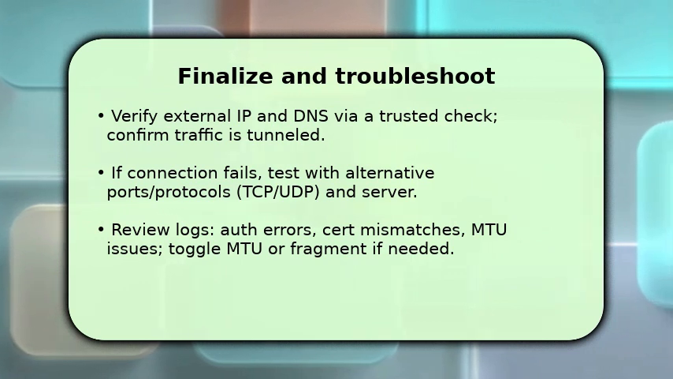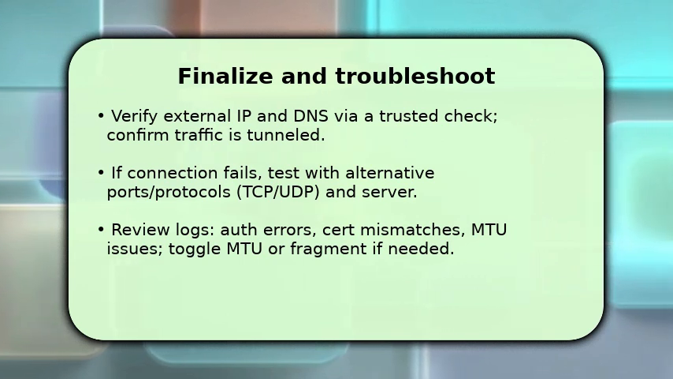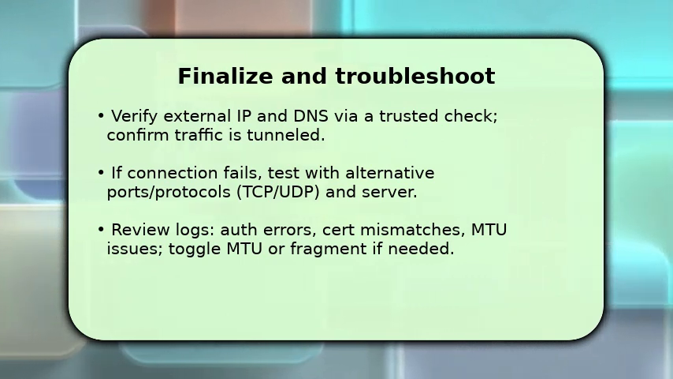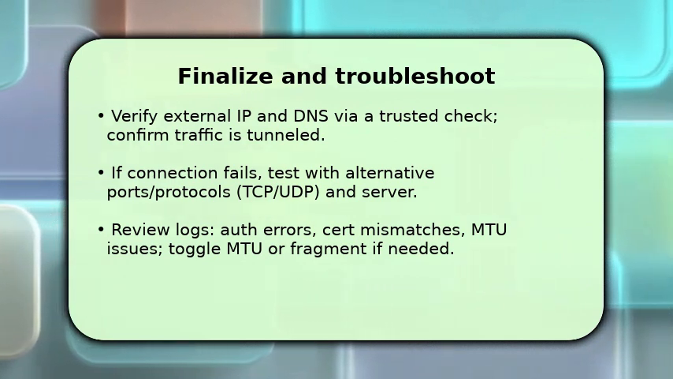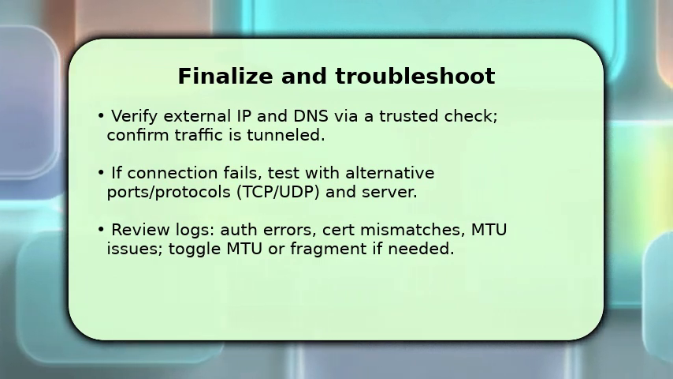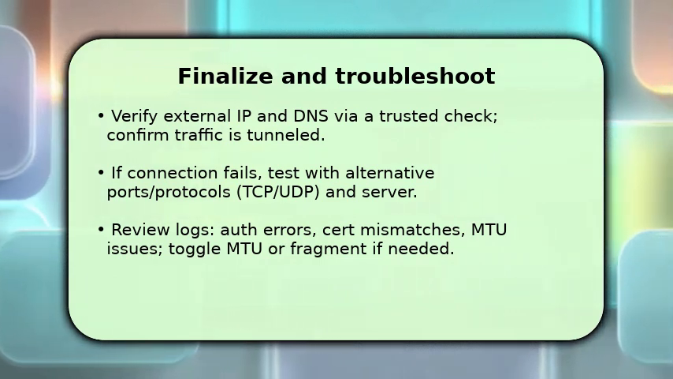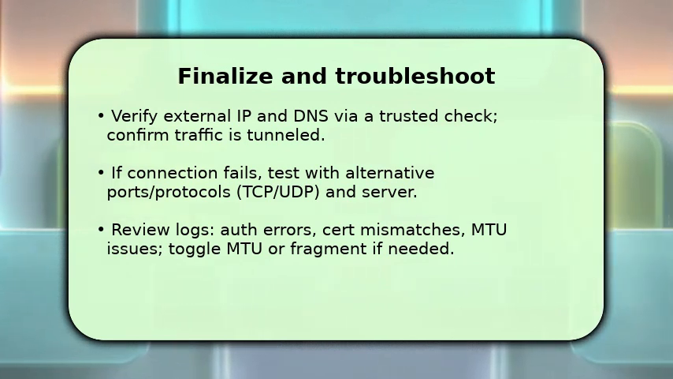If connection fails, try switching ports or protocol. TCP on 443 often bypasses strict networks, or select a different server. Make sure certificates match and watch for MTU or fragmentation errors in the logs. Adjusting MTU or enabling fragmenting can resolve packet drops. If all else fails, restart the device and retry.